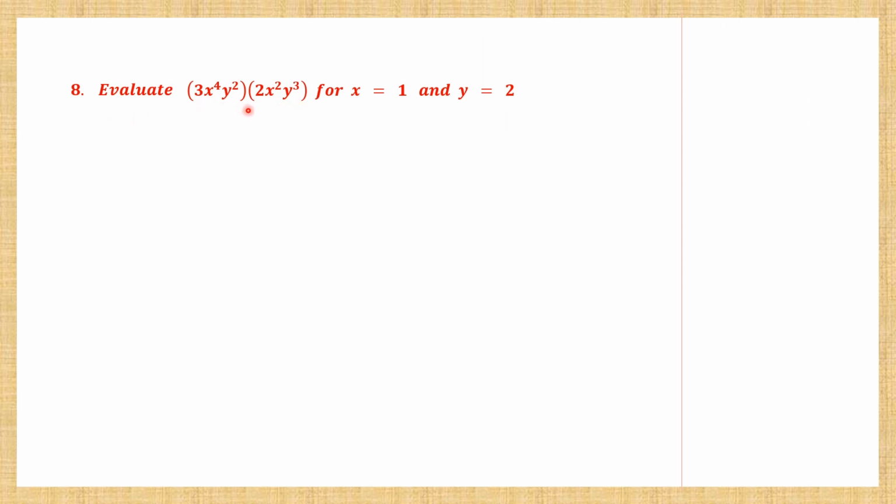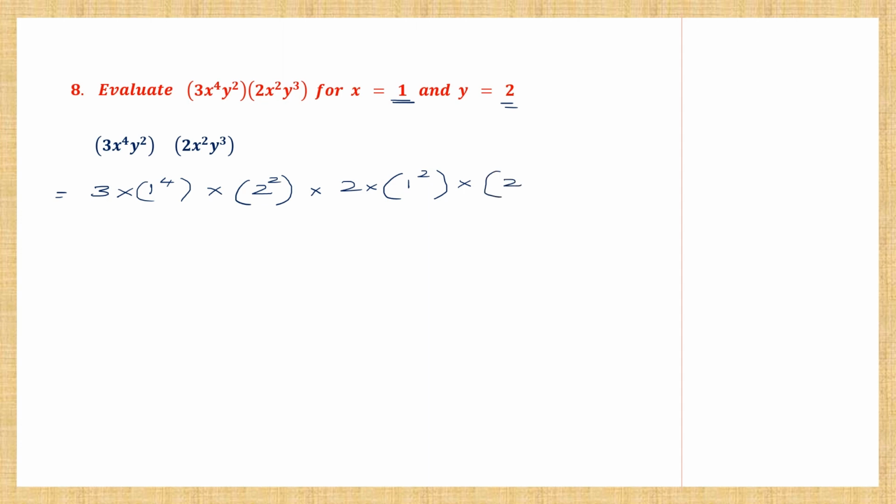Here also we're going to multiply these two monomials. There's no sign between the brackets, so it's understood it is multiplication. And we're going to substitute x with 1 and y with 2. So let's begin. So here we're going to multiply these two. So let's begin with 3 into x to the power of 4 and x is 1. It's given to us. So that is 1 to the power of 4, into y and y is 2. So that is 2 to the power of 2, into 2 into x to the power of 2, that is 1 to the power of 2, into y to the power of 3, which is 2 raised to the power of 3.